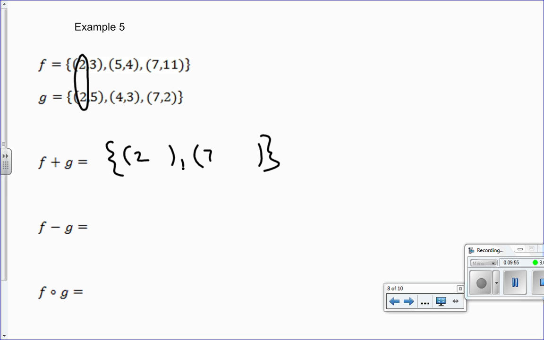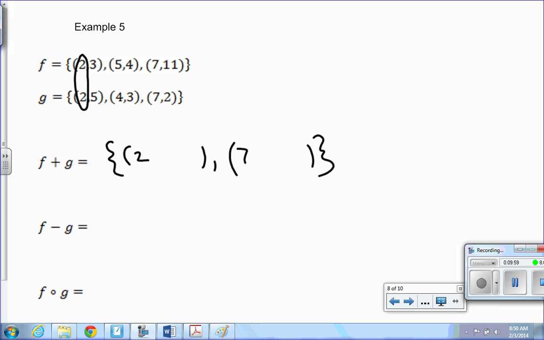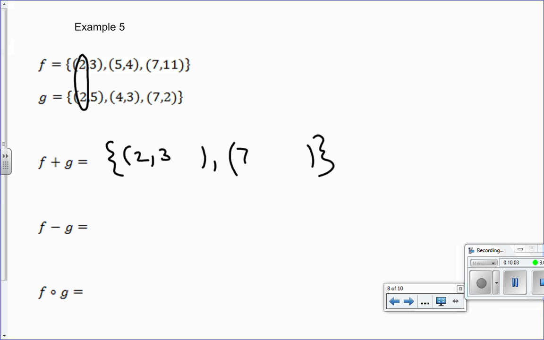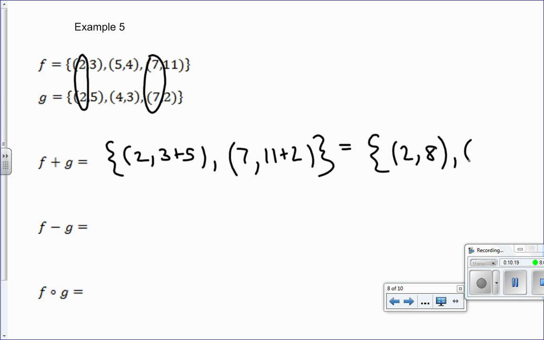The output here for the 2 is going to be 3 plus 5. That's the y values for both functions. And when 7 goes in, I'll get 11 plus 2. So this particular addition of two functions looks like this. 2 is going to map to 8, and then we would say that 7 maps to 13.